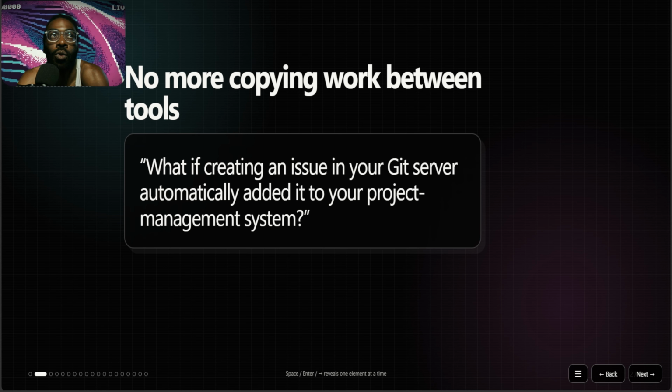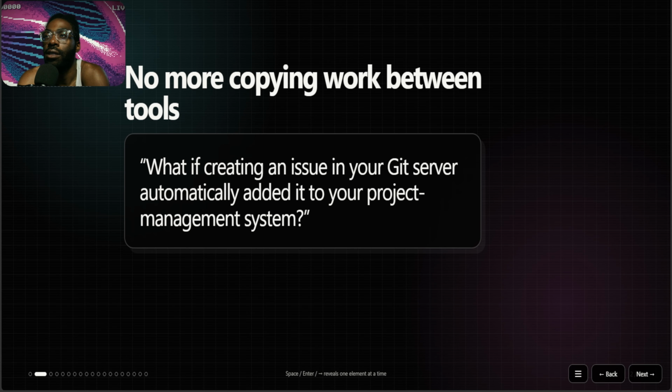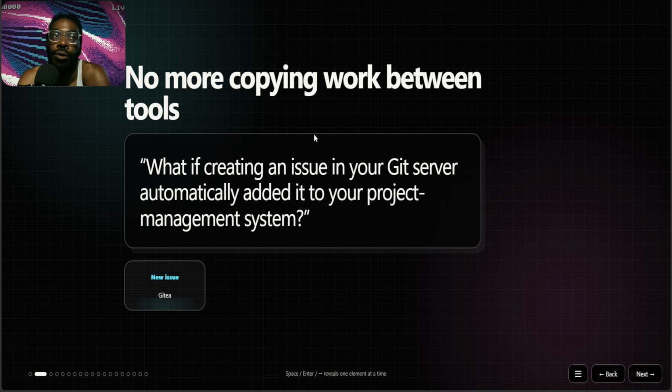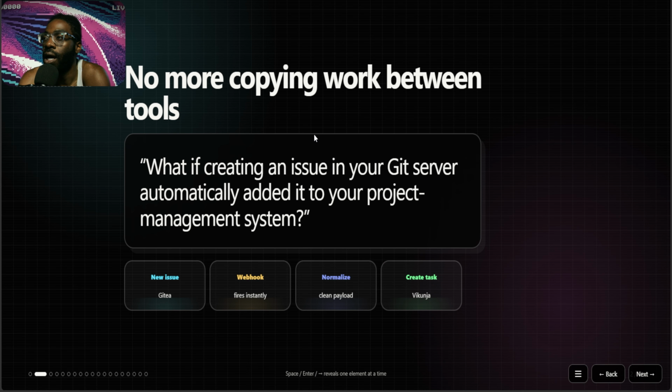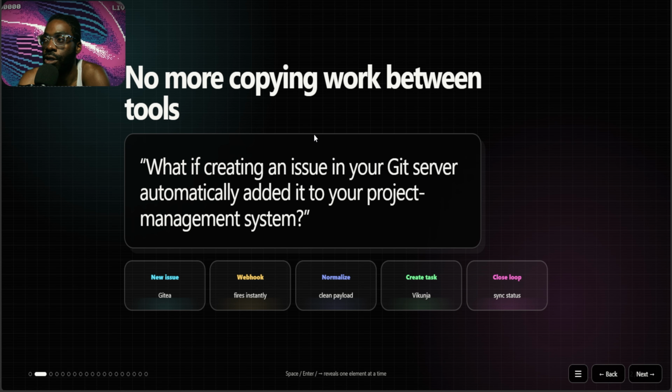Let's talk about the workflow we're going to build and then actually get it built out. First, in Gitea, we create a new issue and that activates a webhook that then gets normalized to create a task in Vikunja. And then it syncs back and that's it.